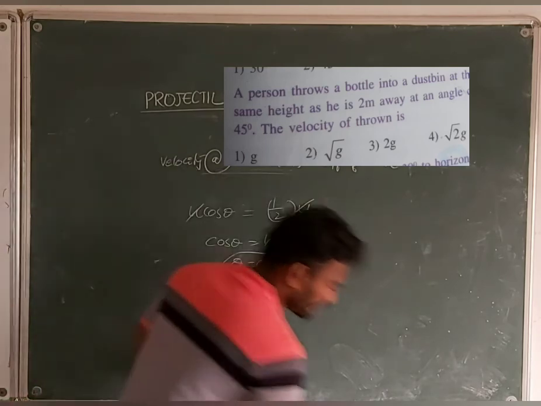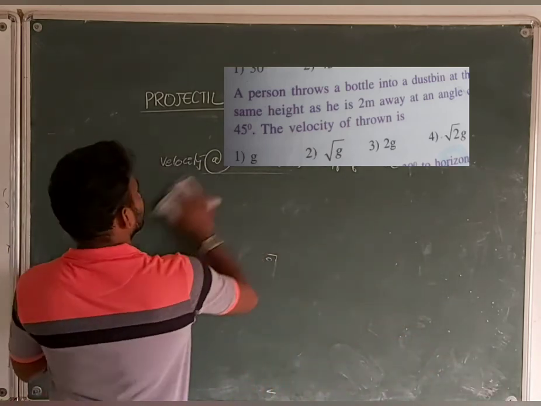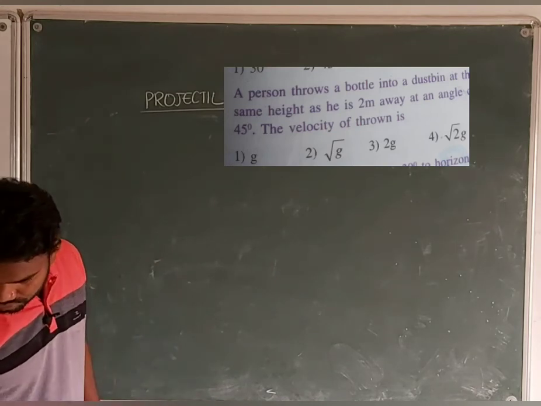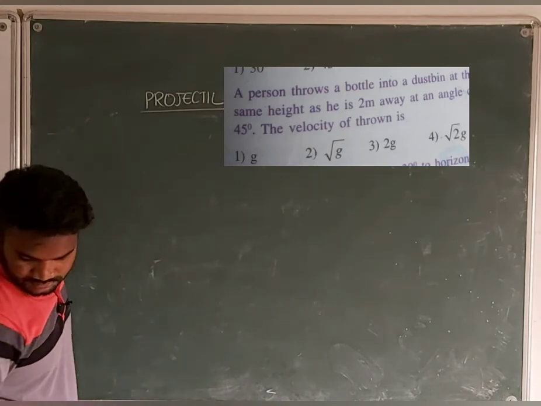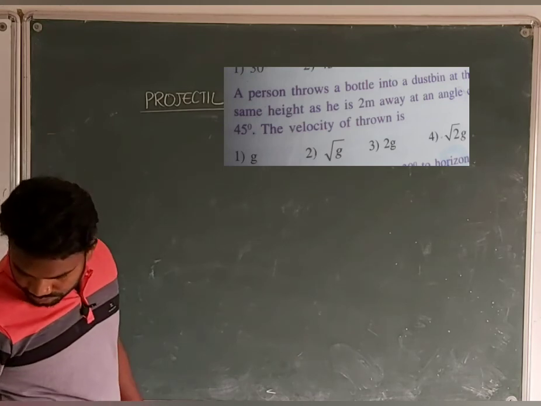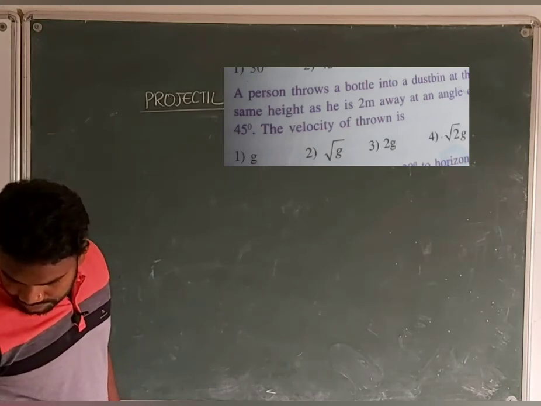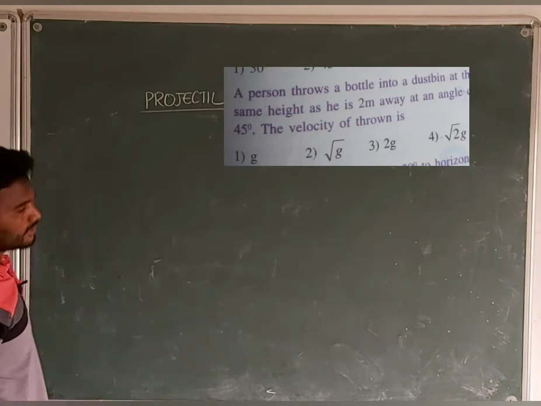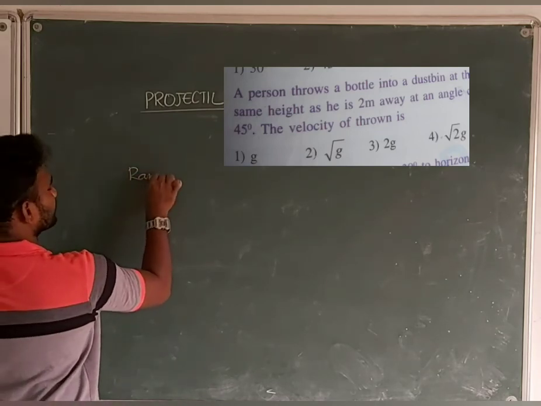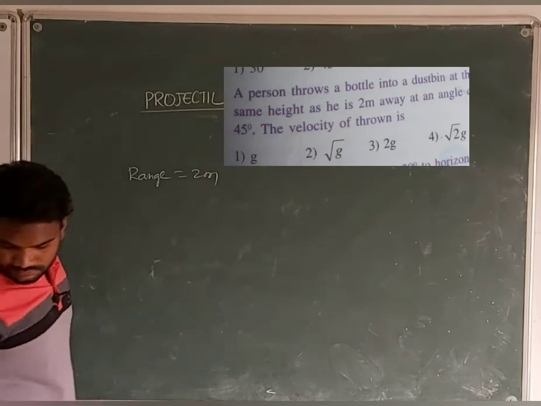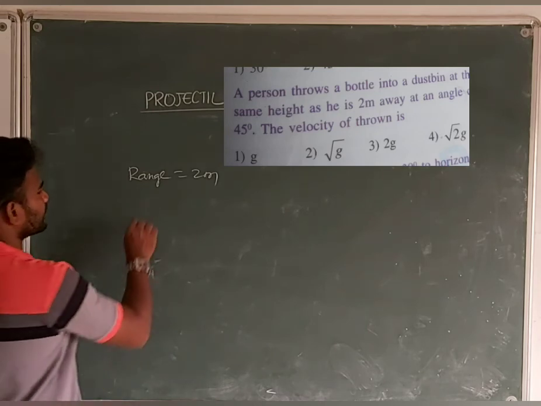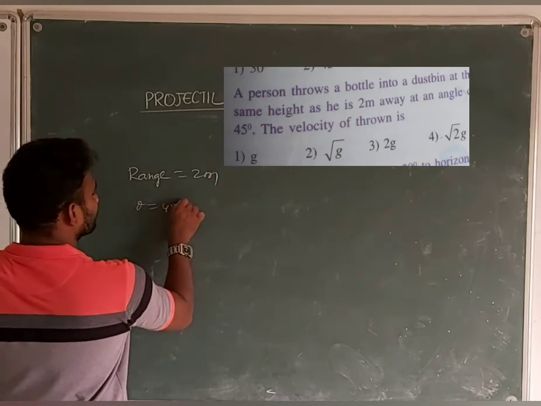And one more question we will solve here. Listen. One more question we can solve here, students. What is that? A person throws a bottle into a dustbin at the same height as he is, from 2 meters away. So range is equal to 2 meters. Okay, fine. The angle of 45 degrees. So theta is equal to 45 degrees.